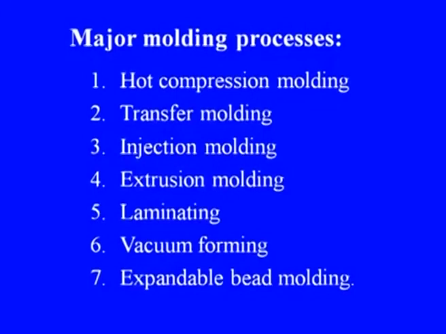In order to remove the hardened substance, a release agent is also used. There are several molding processes. The major molding processes will be briefly introduced now. Hot compression molding, transfer molding, injection molding, extrusion molding, laminating, vacuum forming, expandable bead molding.